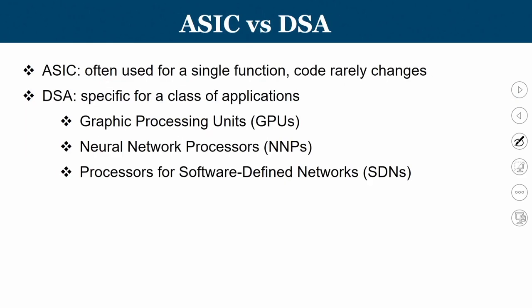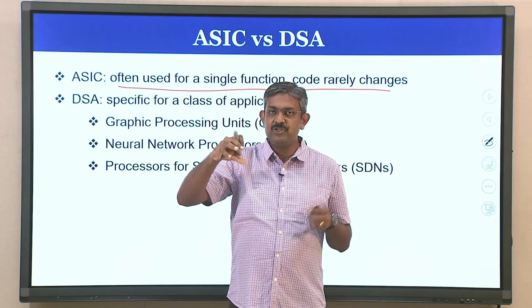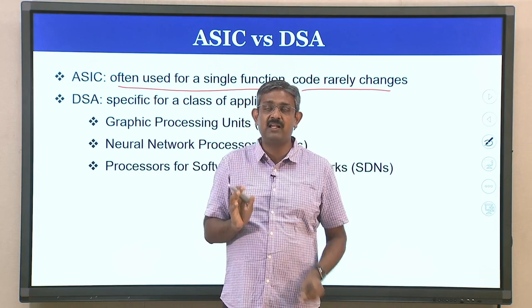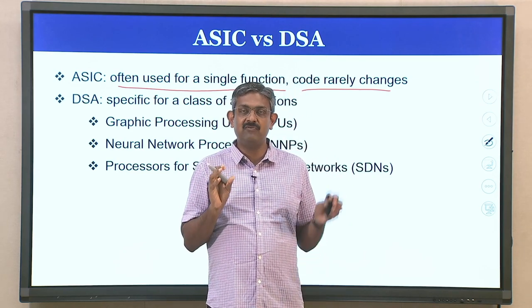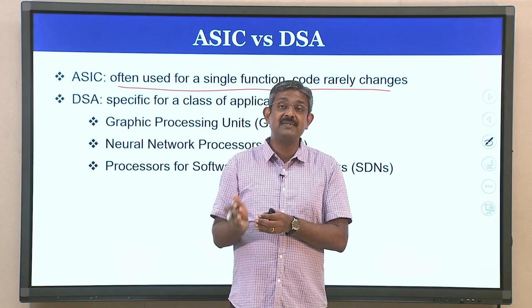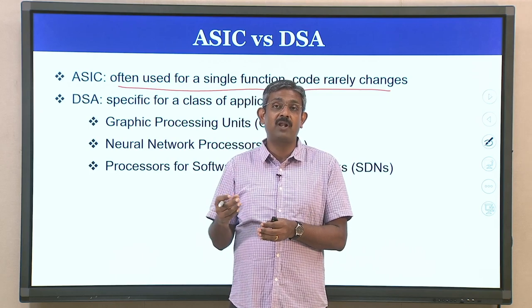Now let me introduce you to the concept of ASIC. ASIC stands for application specific integrated circuit. It is often used for a single function, and the code rarely changes. So we have an IC, or a chip, which is specially dedicated to a particular application, wherein the code is embedded into it. There is nothing like reprogramming it for a different task.